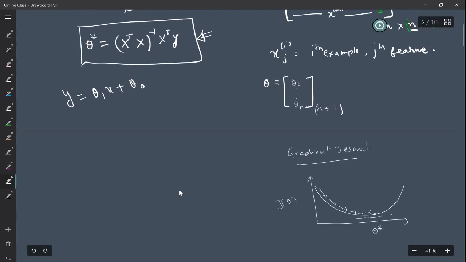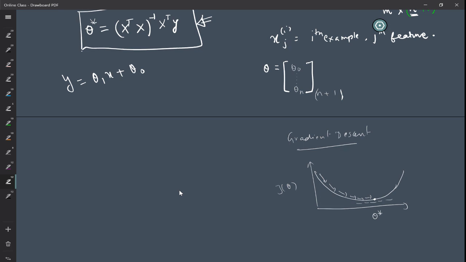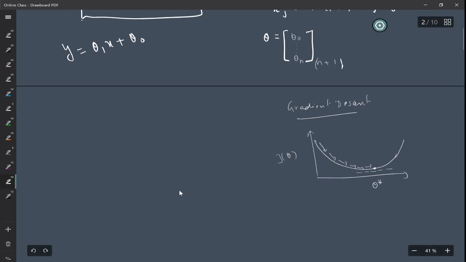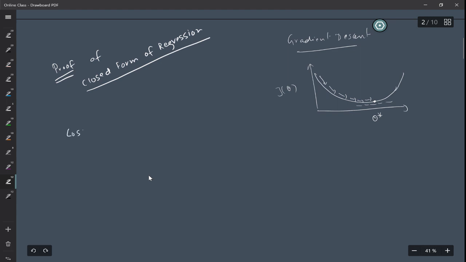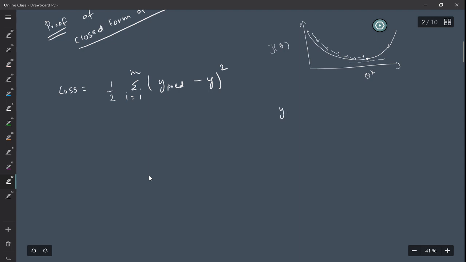Now let us talk about how this equation, or this result, can be derived. I'm going to talk about the proof of the closed form solution of regression. The loss I'm going to assume here is the squared error loss. So the loss function can be written as half of the sum over all examples, 1 to m, of y predicted minus y actual, whole square.